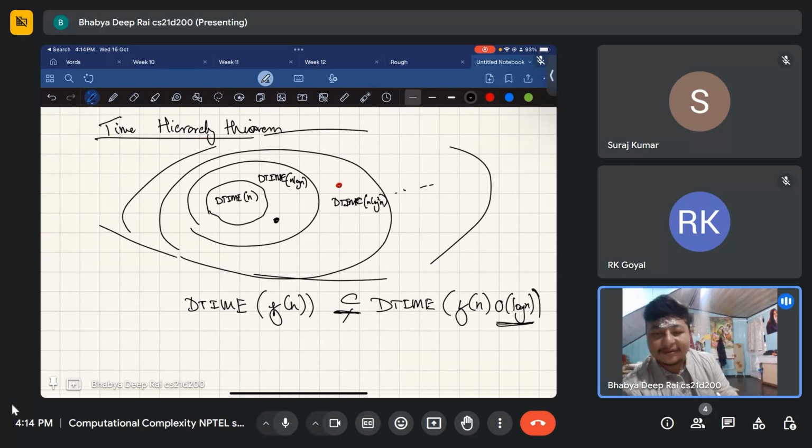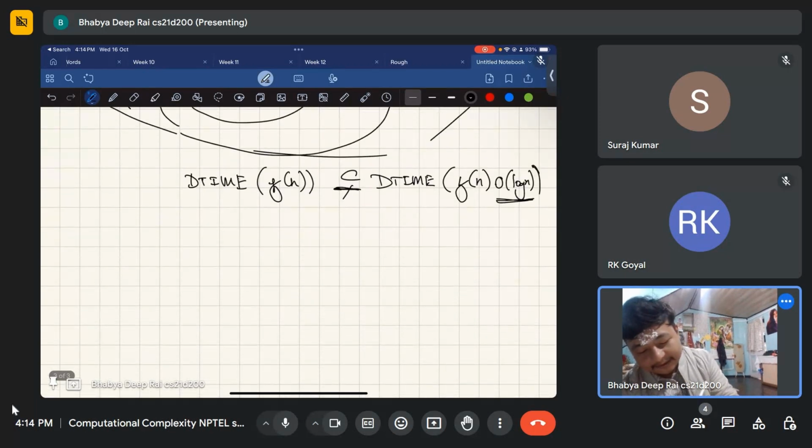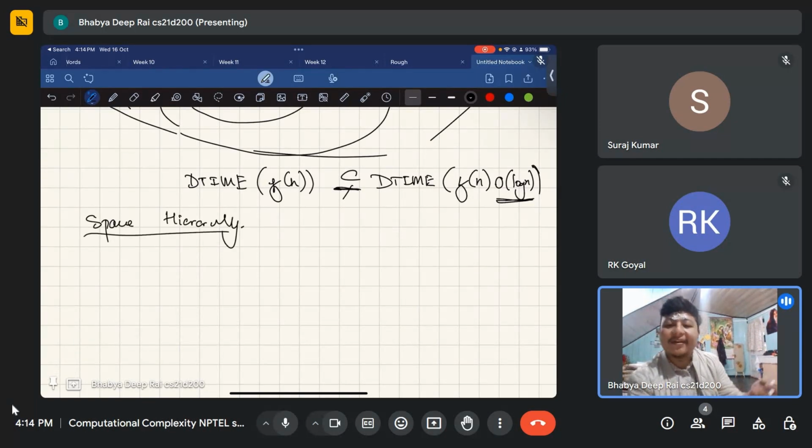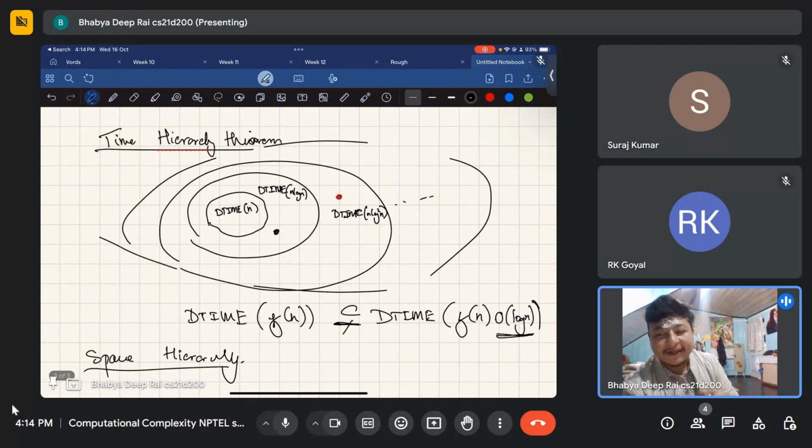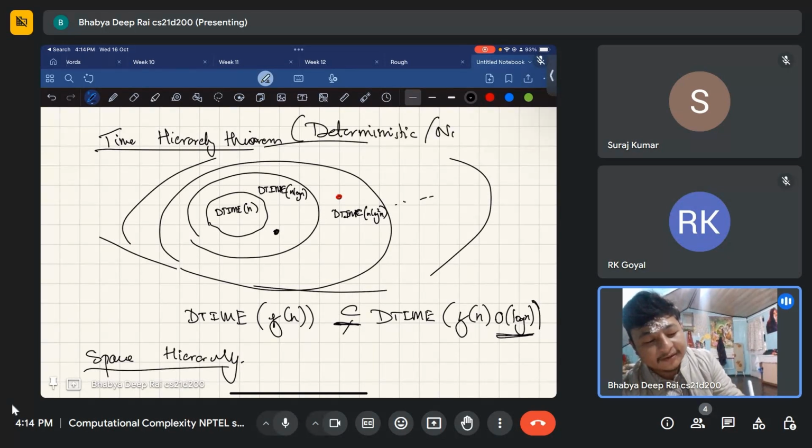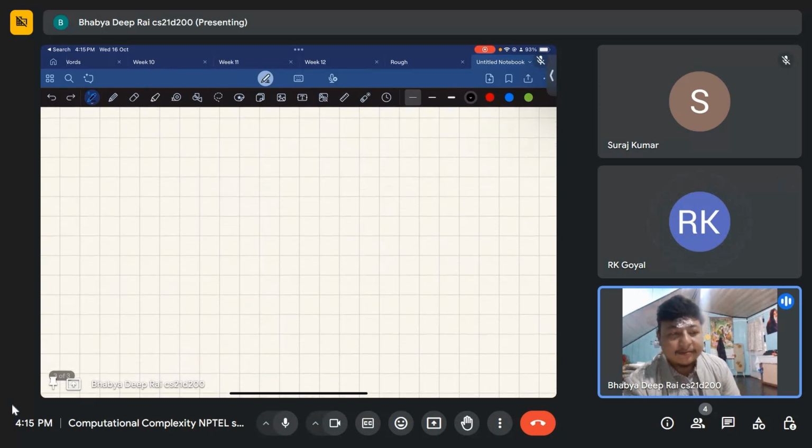So the hierarchy theorem is one of the first, and you can achieve the same for space also, which has the same flavor: if you give me a little bit more space, then I can strictly decide more problems. So you have time hierarchy and space hierarchy. And what if you bring non-determinism into the context? It is true for non-deterministic also. There is a non-deterministic variant which says the same thing. Make both sides NTIME, and you are done.